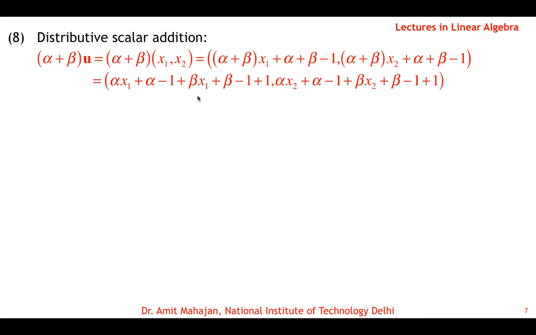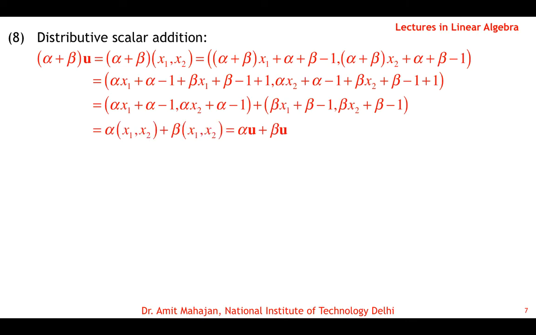So again we can use this as one element plus second element plus 1, and one element plus second element plus 1, so vector addition operation backwards. So it immediately gives us this separated form, and then scalar multiplication backwards gives us alpha times (x1, x2) plus beta times (x1, x2), which is alpha u plus beta u. So the eighth property is also satisfied.